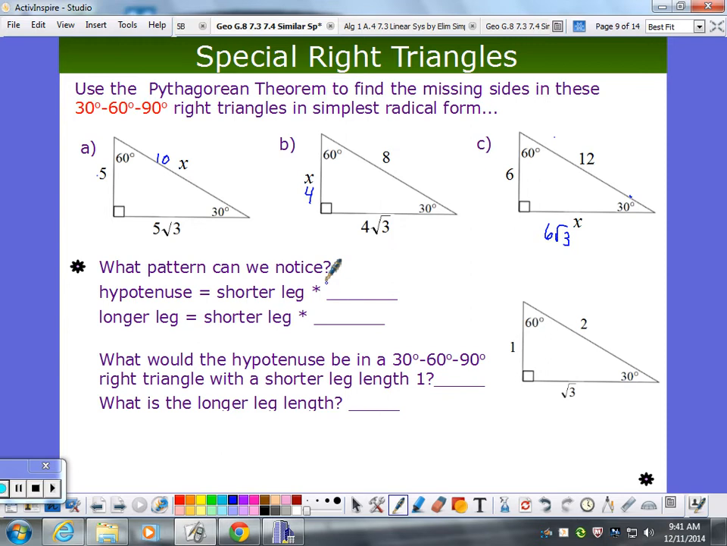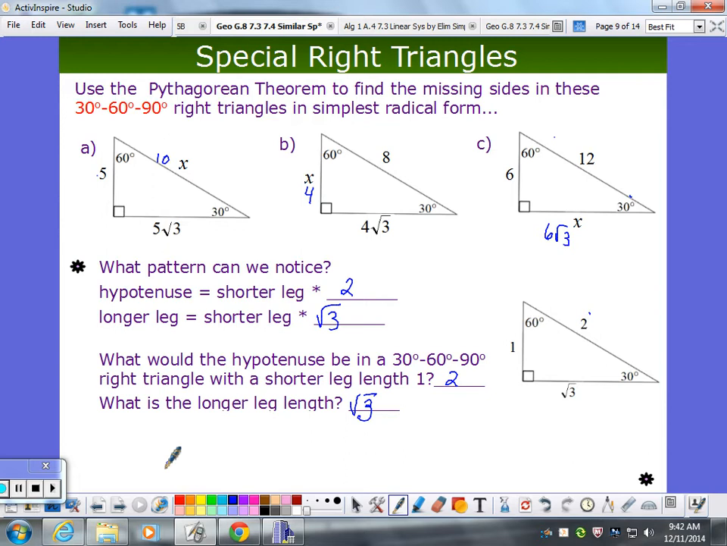So the hypotenuse is the shorter leg times 2, or you can say the shorter leg is half the hypotenuse, and then the longer leg is the shorter leg times the square root of 3. Okay? So let's see. I'm looking now at just a simplified triangle here. What would the hypotenuse be in a 30, 60, 90 triangle with a shorter leg length of 1, meaning the side opposite to 30? So you have to multiply by 2. And then what would the longer leg be? It's 1 times radical 3. That's where that's coming from. Those are the rules. Gotta keep those in.